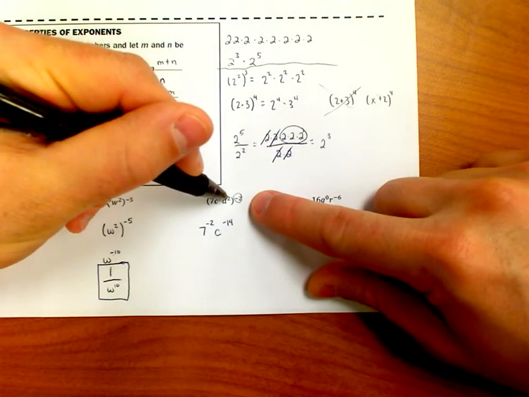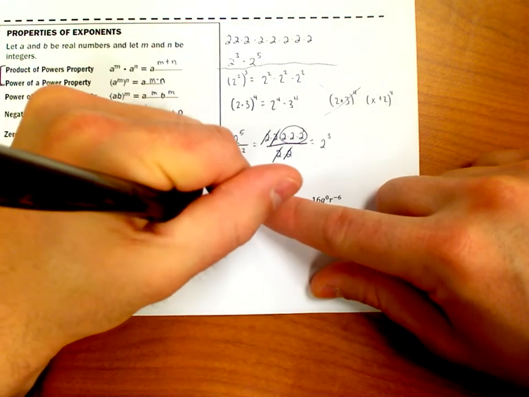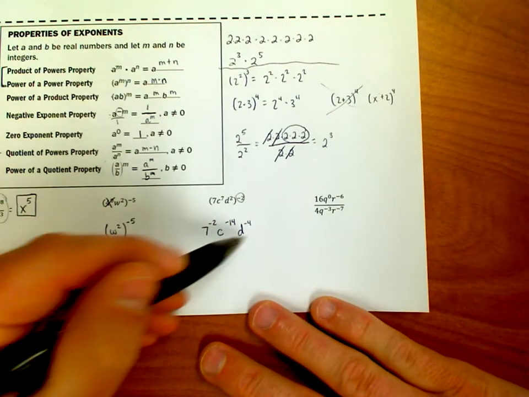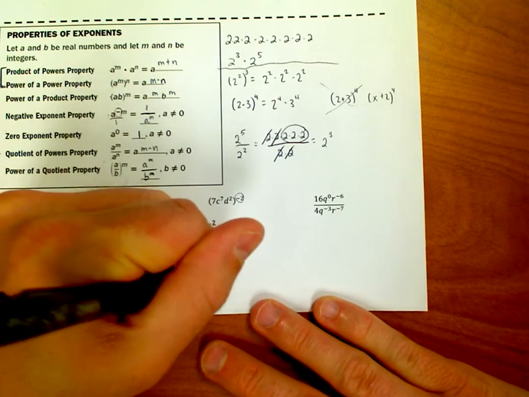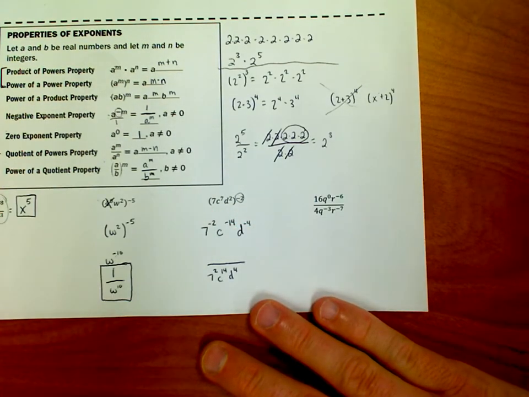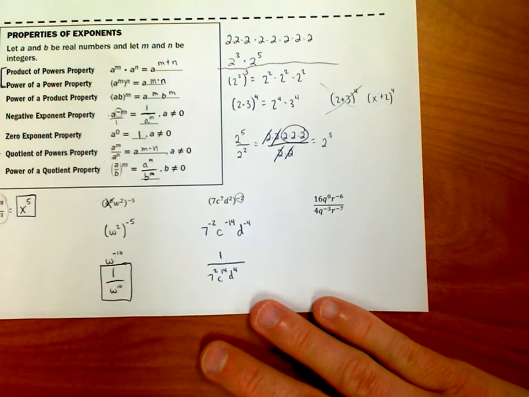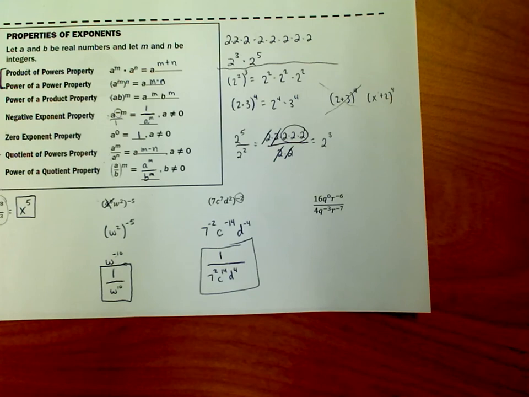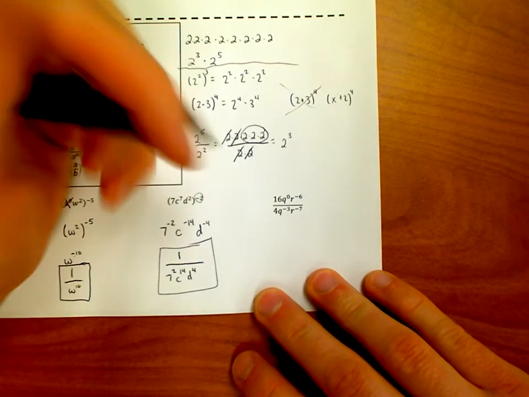And d is squared, but then raised to the negative 2 power, so that gives me d to the negative 4th because I'm multiplying. Now all of these have negative exponents, so I'm going to write them all on the bottom of the fraction with a positive exponent. There's nothing remaining on the top, so I'm just going to put a 1 up there as a placeholder. And there's my expression.